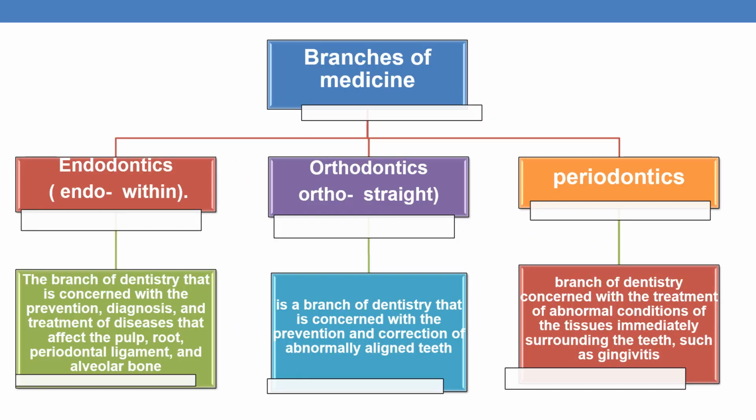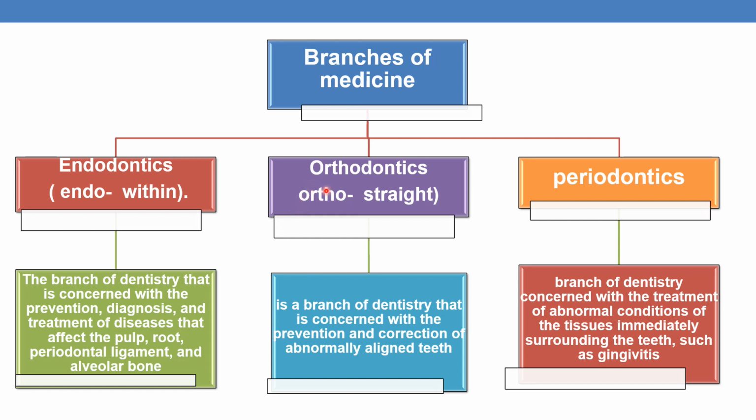Now coming to branches of medicine which deal with disorders of teeth. First one is endodontics. Endo means within. Dentistry is the branch which deals with the disorders of teeth, and dentistry is divided into some more branches. Here we will be discussing 3 main branches. First one is endodontics, the branch of dentistry that is concerned with the prevention, diagnosis and treatment of diseases that affect the pulp, root, periodontal ligament and alveolar bone.